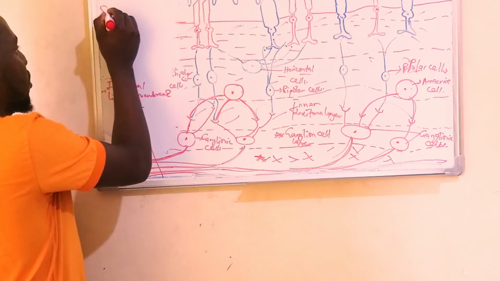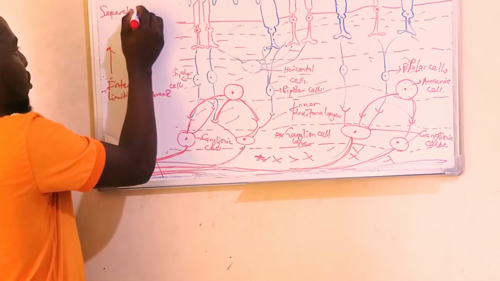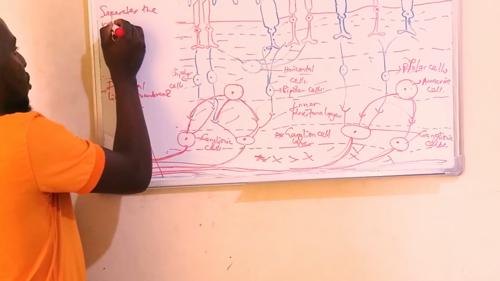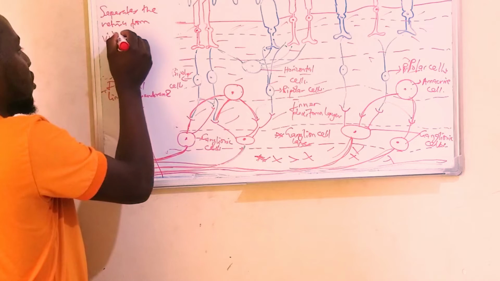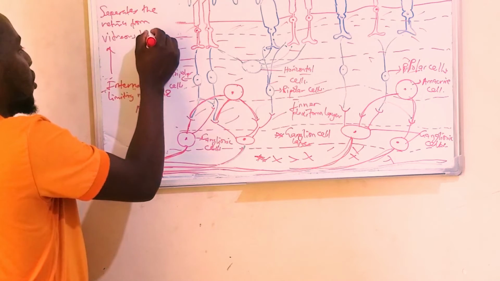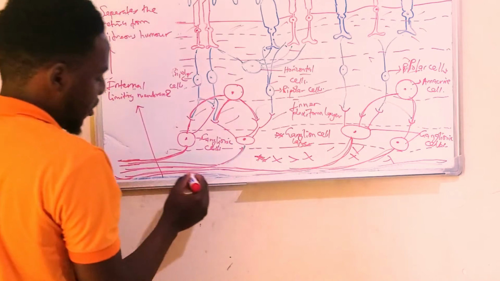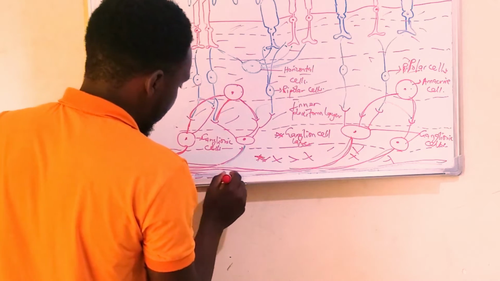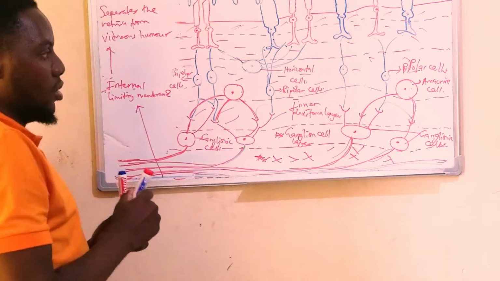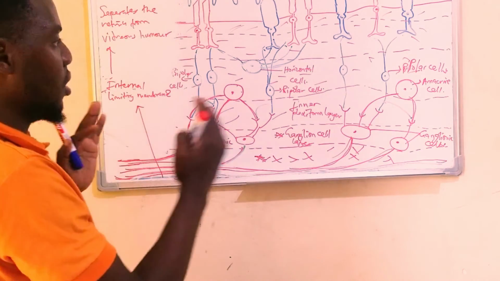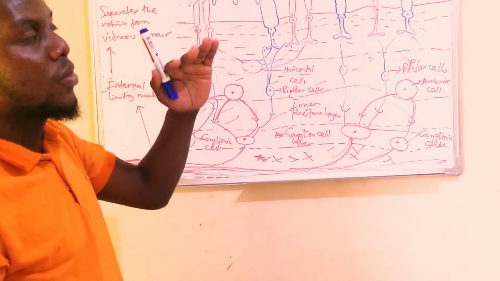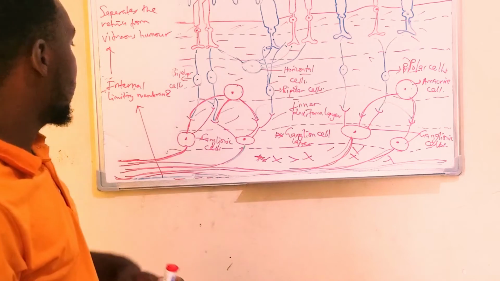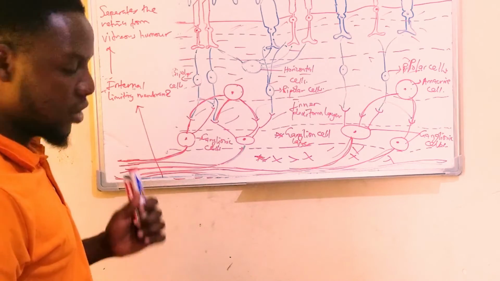This separates the retina from the vitreous humor. Remember, there's vitreous humor just after the retina, just behind the lens. So this internal limiting membrane is separating the vitreous humor from the retina, or the retina from the vitreous humor.